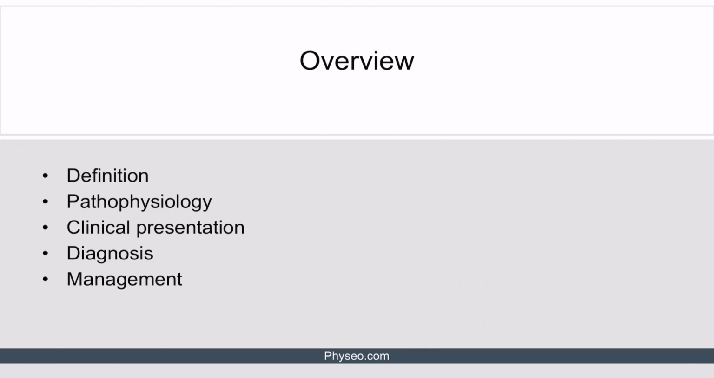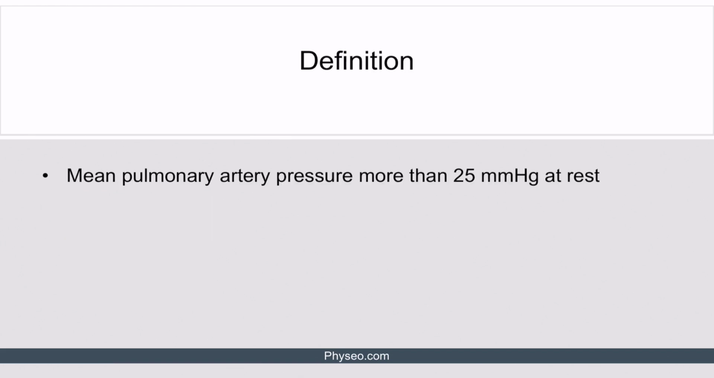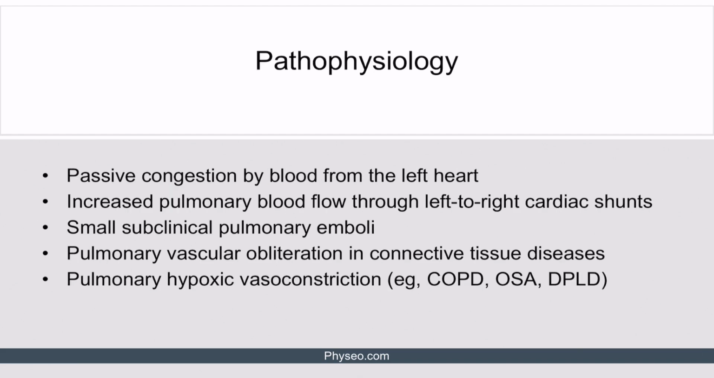Let's begin. For pulmonary hypertension, we'll discuss its definition, pathophysiology, clinical presentation, diagnosis, and management. Pulmonary hypertension is defined as a mean pulmonary artery pressure more than 25 at rest. Pulmonary hypertension can be caused by various mechanisms.